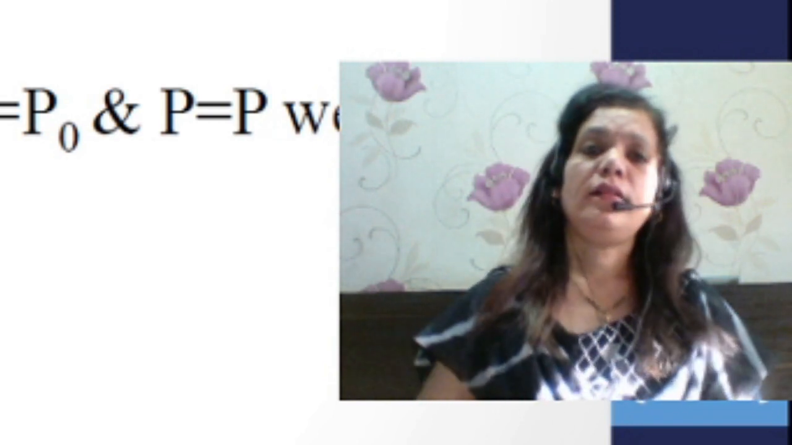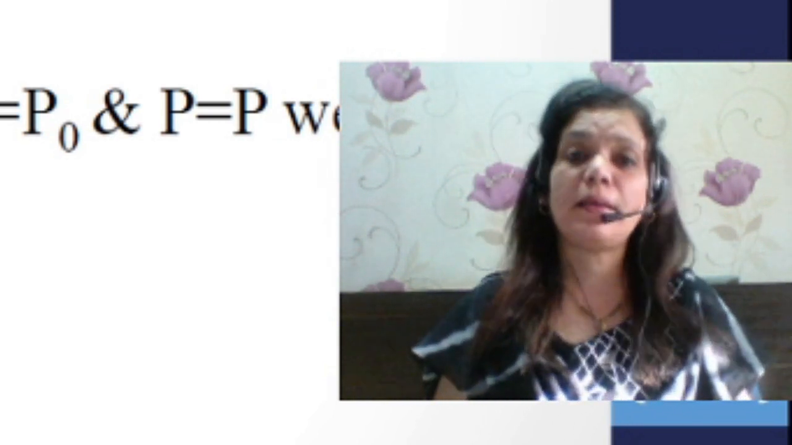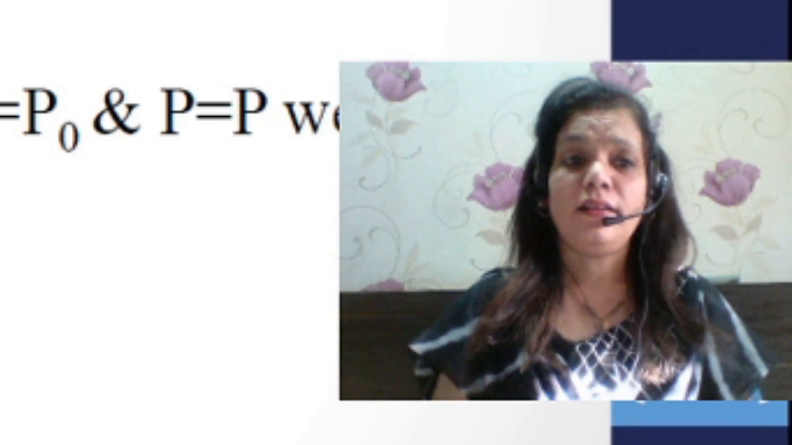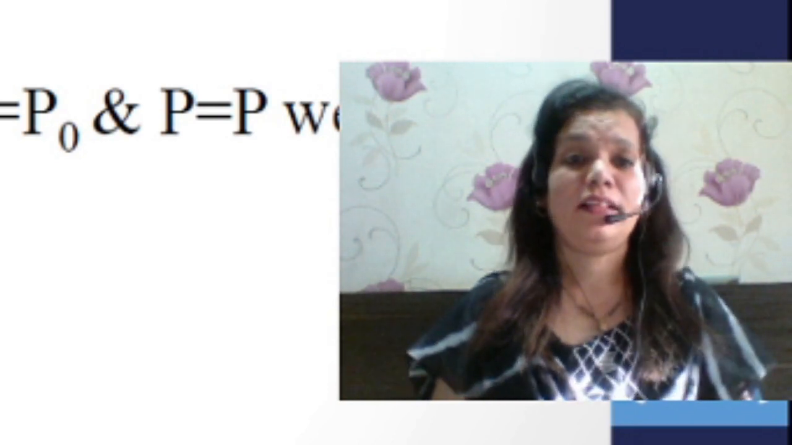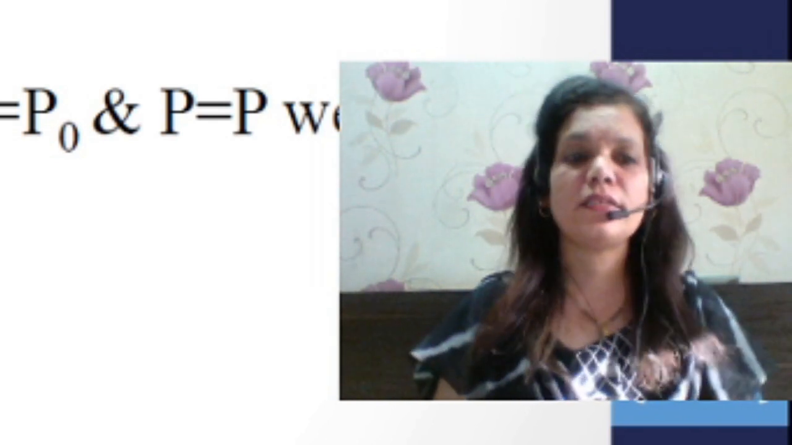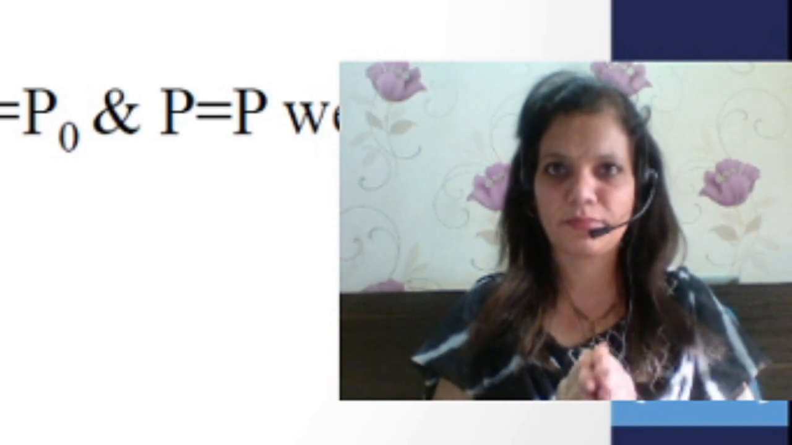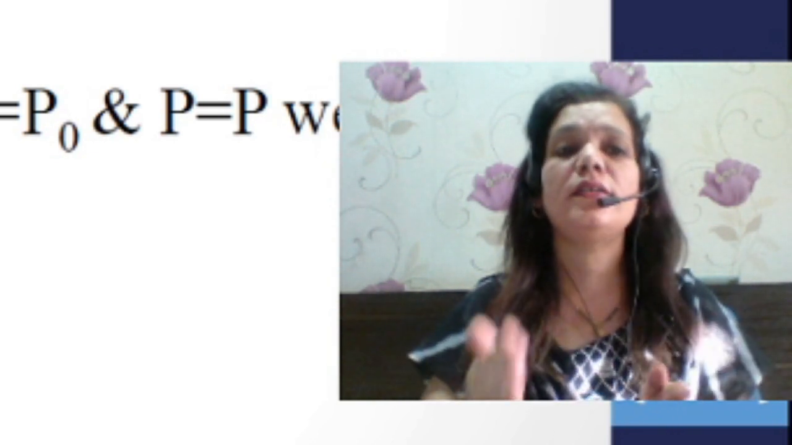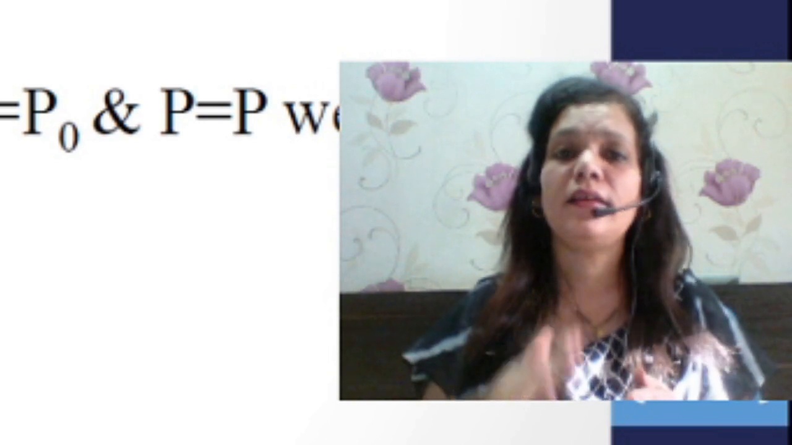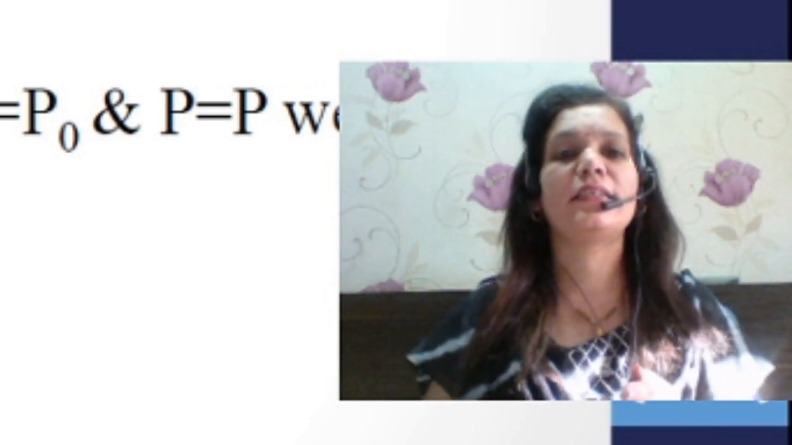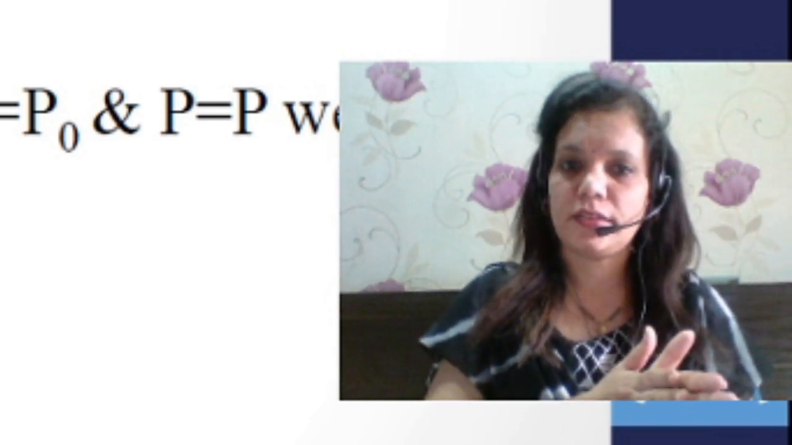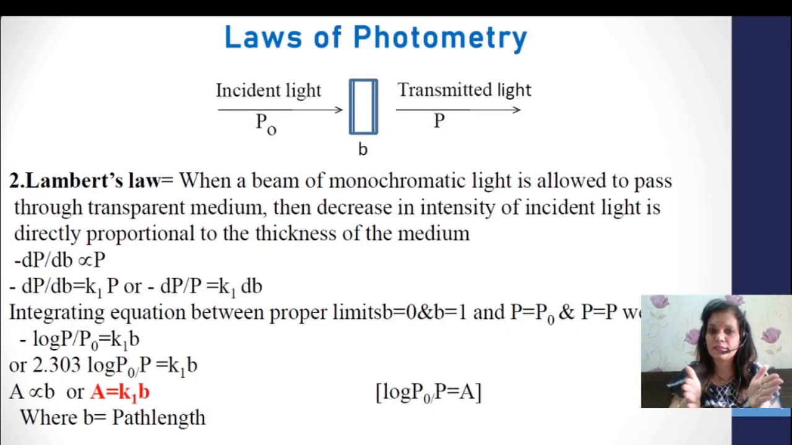This is the second law of photometry, that is Lambert's law. I'll tell you the statement first, we will understand it, and then we'll derive an equation based on the statement. When a beam of monochromatic light is allowed to pass through a transparent medium, the decrease in intensity of the incident light is directly proportional to the thickness of the medium. If I increase the thickness, transmitted light will be less. If I decrease the thickness, transmitted light will be more.